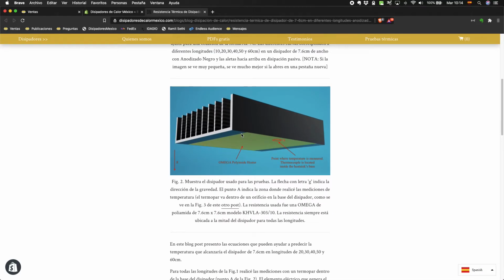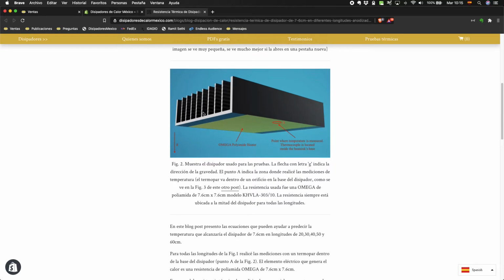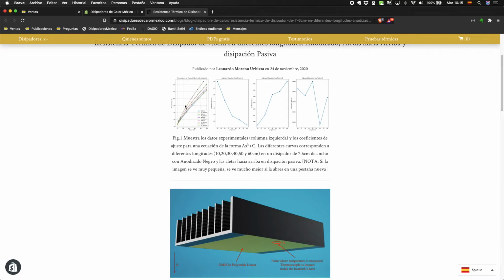This is the heatsink that I used for the measurements. The length increases in this direction and in this other direction. The heater is always located at the middle of the heatsink, and the heater is a polyimide heater from Omega, model KHVLA 303-10. The direction of the heatsink is with fins pointing upward, and the type of dissipation is passive dissipation. There is no fan. Considering all this setup is the way in which I got the temperatures that I showed in the previous graph.